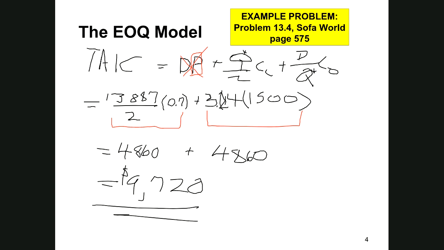So our annual inventory cost is $9,720. The last thing that I want to point out here is the following. Even though this order quantity, 13,887, is the optimal order quantity, in very practical terms, this company will probably order 14,000 yards rather than 13,887, because this will generate a cost that's more, but not very much more, and it's more likely that the supplier can fill 14,000 rather than this particular odd order. So that takes care of the Sofa World problem.